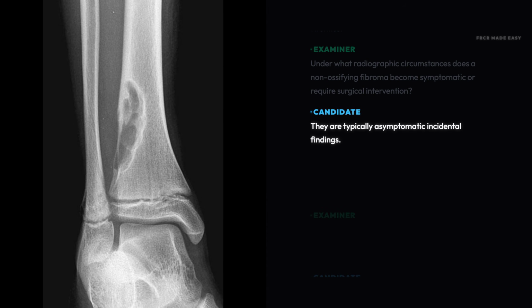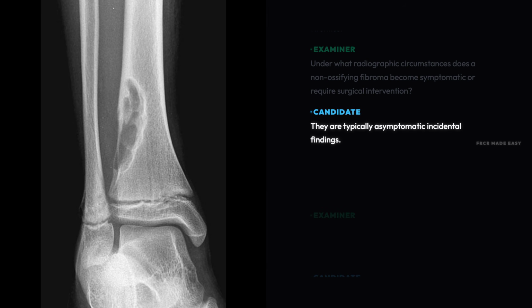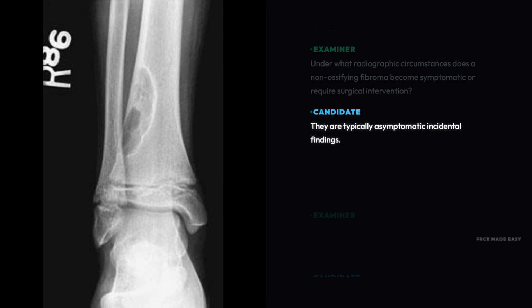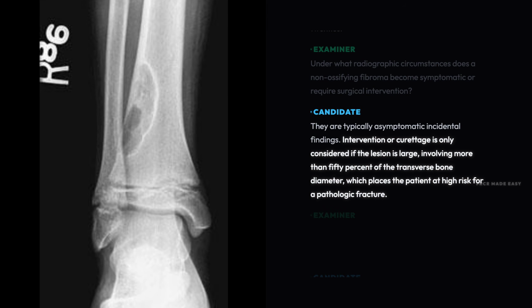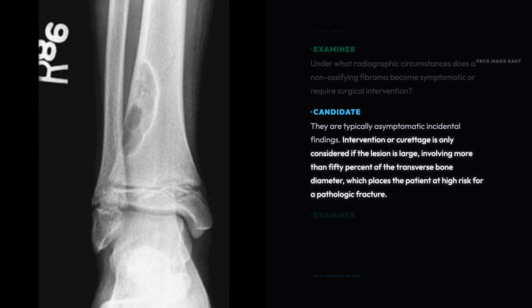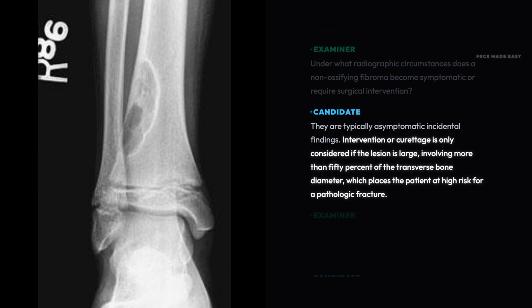Under what radiographic circumstances does a non-ossifying fibroma become symptomatic or require surgical intervention? They are typically asymptomatic incidental findings. Intervention or curettage is only considered if the lesion is large, involving more than 50% of the transverse bone diameter, which places the patient at high risk for a pathologic fracture.